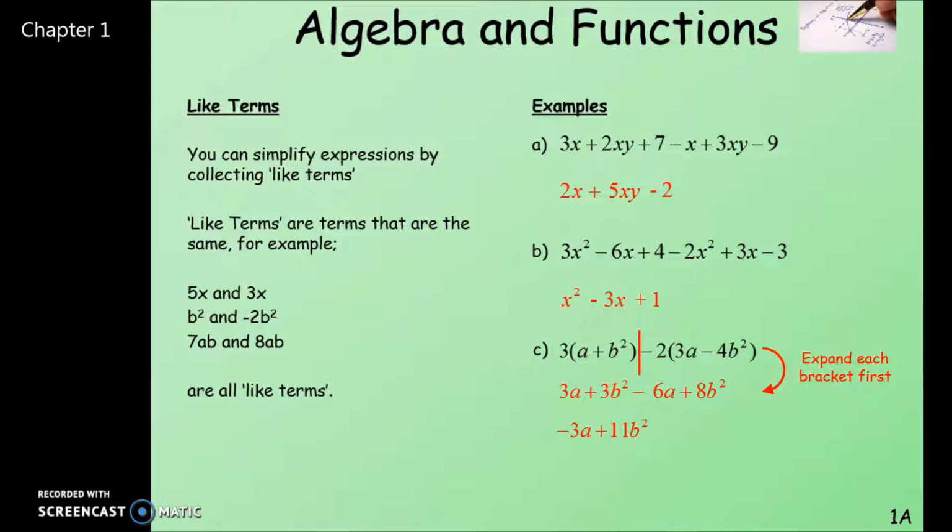It's worth mentioning at the moment that you need to know your rules for negative numbers. The amount of mistakes that are made at A level due to a minus sign going missing is incredible. Okay, so really concentrate when you're multiplying out negatives, really focus on what you're doing.